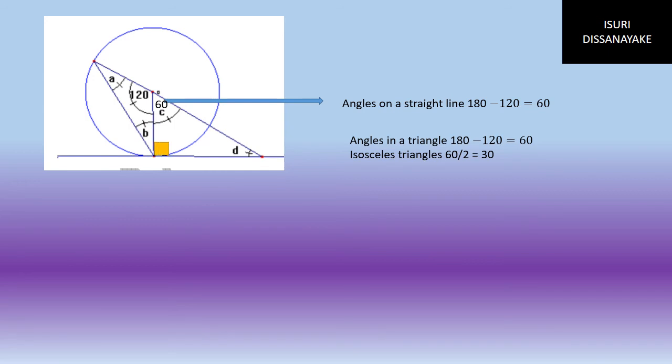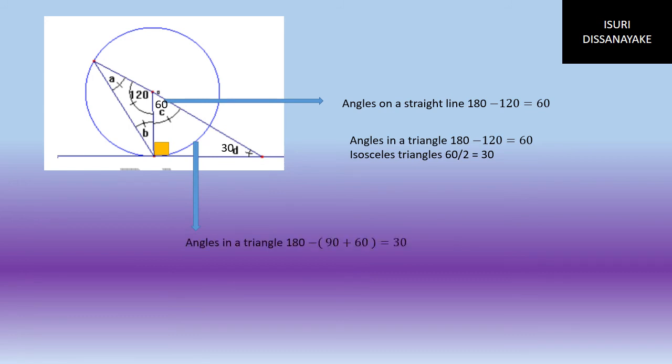And then we can see the tangent and the radius. This is the radius and this is the tangent. Tangent and the radius are perpendicular. It creates 90 degrees. You can see this is another triangle, in which one angle is 60, the other angle is 90. So angles in a triangle add up to 180. Missing angle D is 30 degrees.